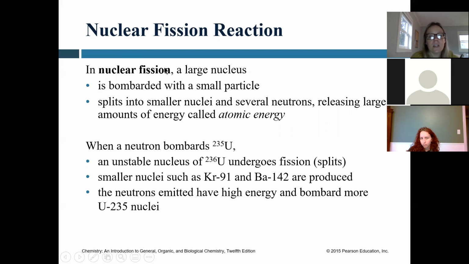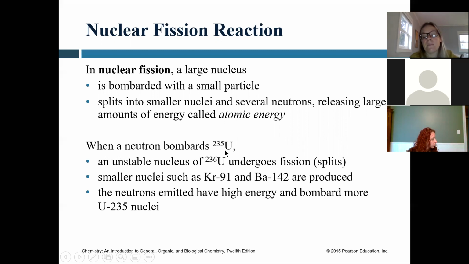So in nuclear fission, a large nucleus is hit or bombarded by a smaller particle, and it splits into several smaller nuclei, and also some new neutrons, releasing a bunch of energy, which is known as atomic energy, the energy of the atom. Einstein worked on this in the early 1900s, finding that if you can split atoms, you can produce a lot of energy.